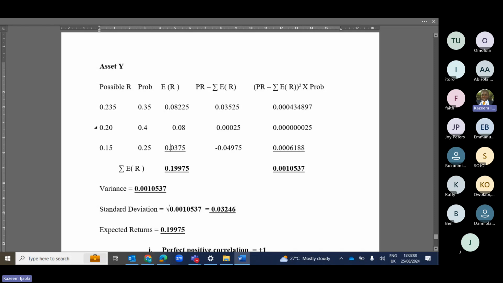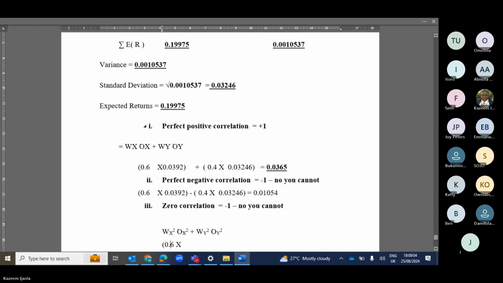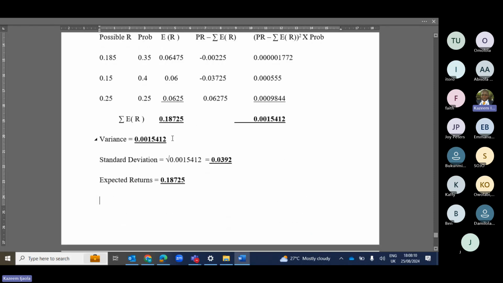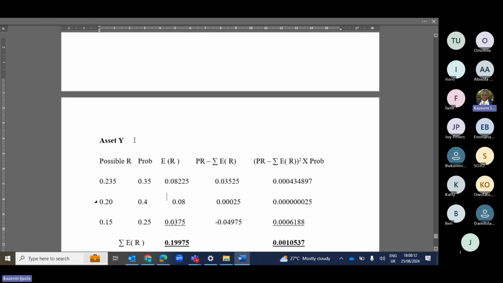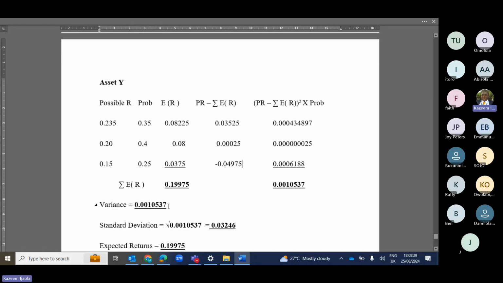Sorry, someone is stretching. I'm disturbing you guys too much. So this is what we have, 0.6. What is the variance for X? The variance for X is this. So you copy it, put it here. Then plus, what is weight of Y? 0.4 multiplied by the variance of Y. Variance of Y is this.